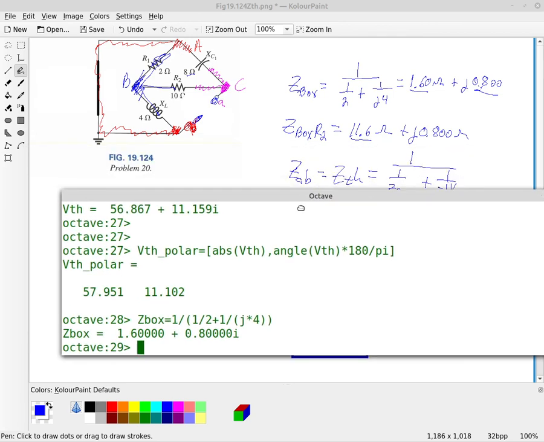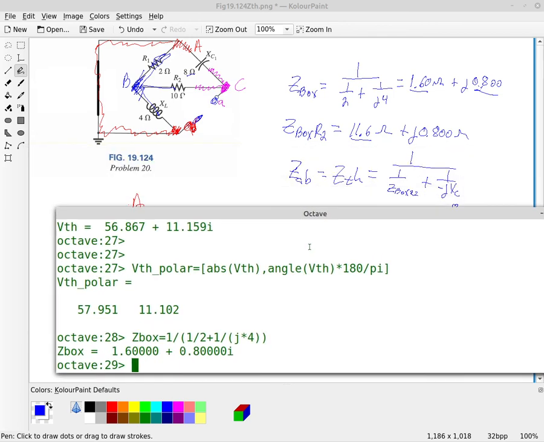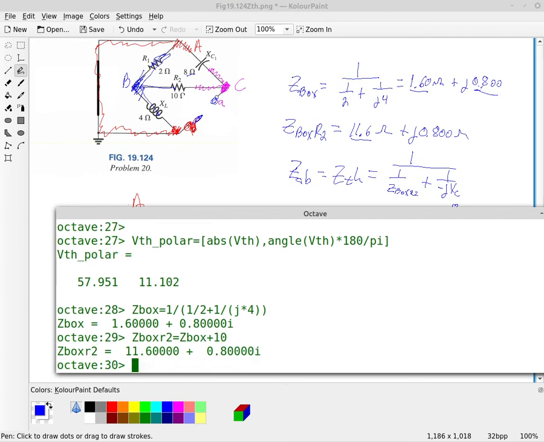Okay, so the first thing I got to do is build inside of my Octave the Z box R2, which was equal to Z box plus that extra 10 ohm resistance. So 11.6 plus j0.8. And then we need to put that in parallel.